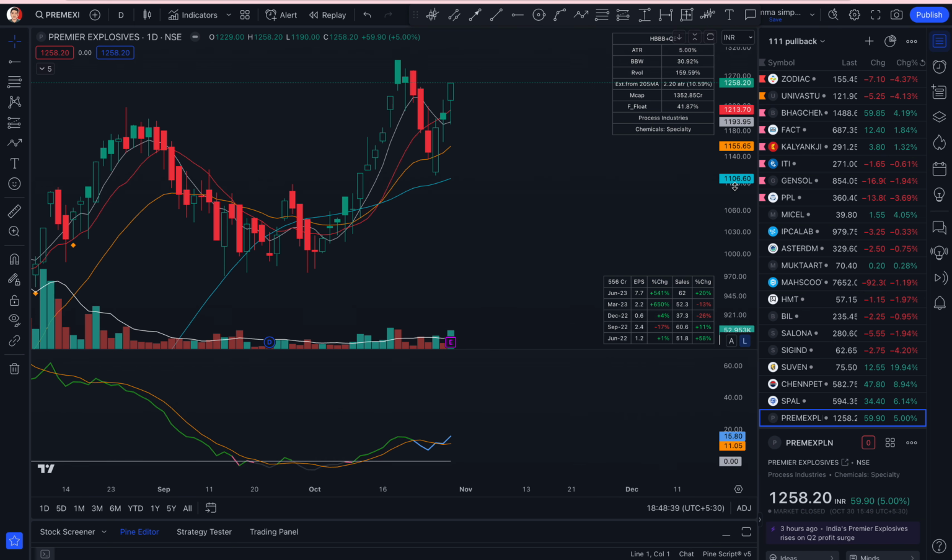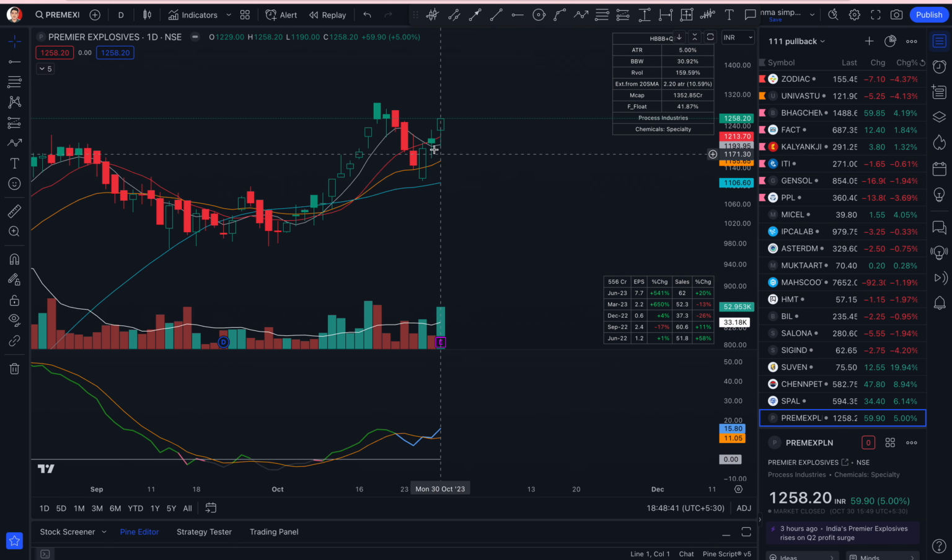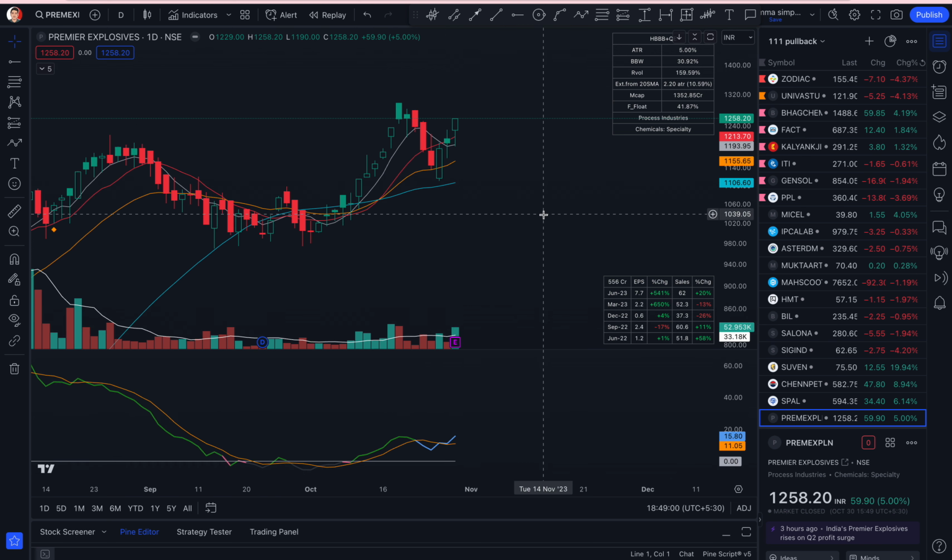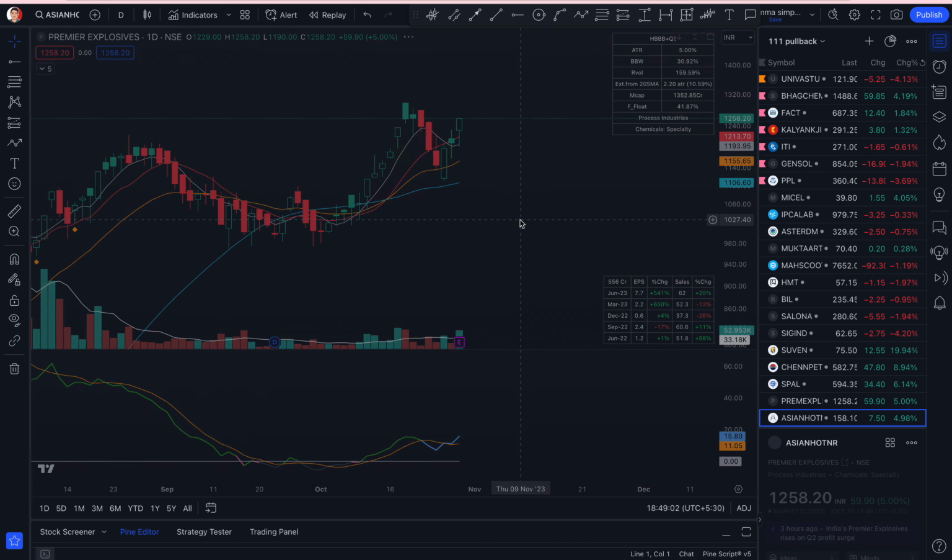So Premier Poly, there was an entry yesterday, because if you see this one, two, three, four, five days of very orderly pullback, and yesterday we broke the previous high, and all the previous highs were lower highs, and this was basically a change of trend. So this is also one kind of entry you can make.